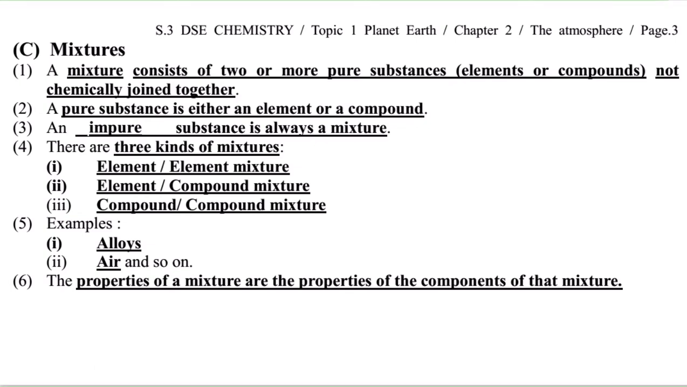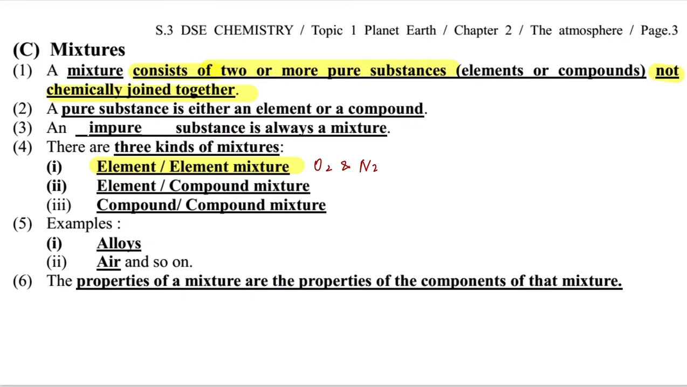Okay, then after talking about compounds and elements, compounds and elements are pure substances. So we can have pure sodium chloride and we can have pure chlorine. But a mixture is not a pure substance. It consists of two or more pure substances, not chemically combined together. A mixture can be an element mixture, for example an O2 and N2 mixture. They are both elements, so it is an element mixture.